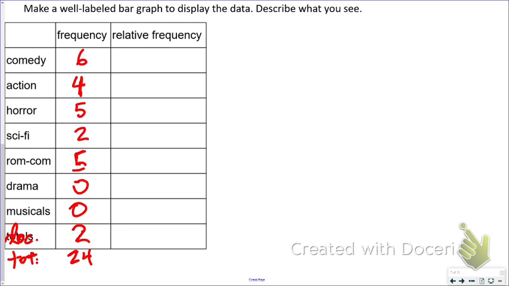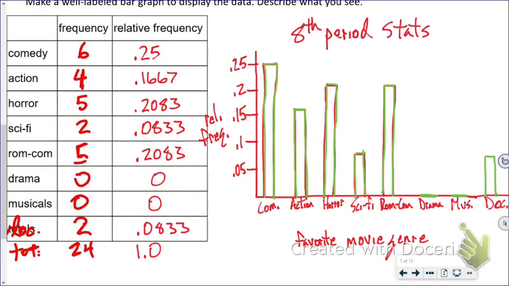So what we did was we divided all those frequency numbers by 24. So that's what we came up with in the table. 6 divided by 24 gave us 0.25. 4 divided by 24 gave us 0.166 repeating, and so on. And then we made a bar chart.